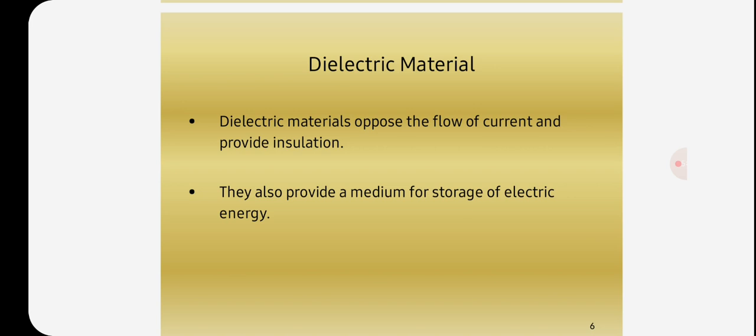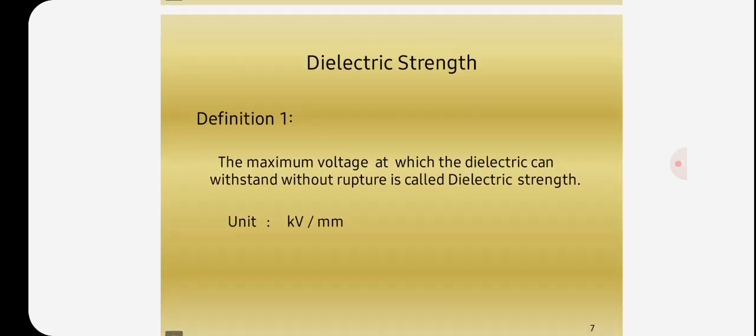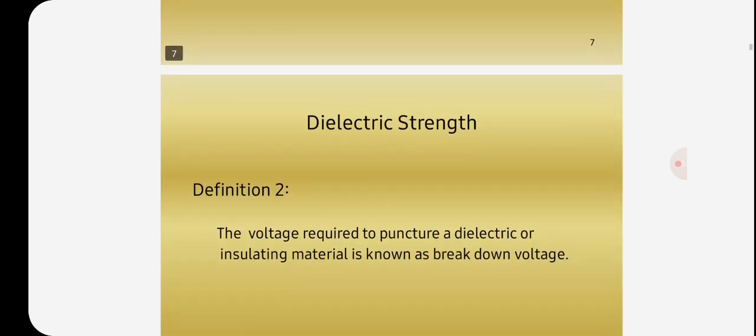So, the dielectric material opposes the flow of current and provides insulation. They also provide a medium for storage of electric energy. So, this is definition 1 for dielectric strength. The maximum voltage which the dielectric can withstand without rupture is called dielectric strength. Unit is kV per mm.